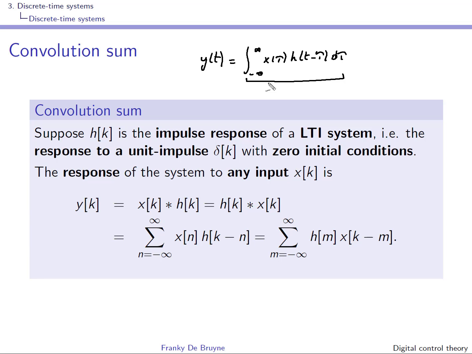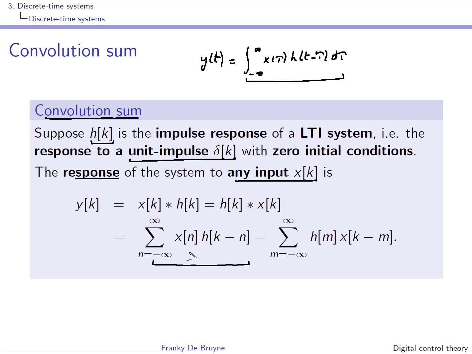Okay, the system, at least if it's linear time invariant, can be described by the impulse response h of k, that is the response to a unit impulse delta k when the system is at rest. And once you have h of k, you can compute the response of the system to any input x of k as follows, and this is called the convolution sum. It's the convolution of the unit impulse response with the signal x of k.